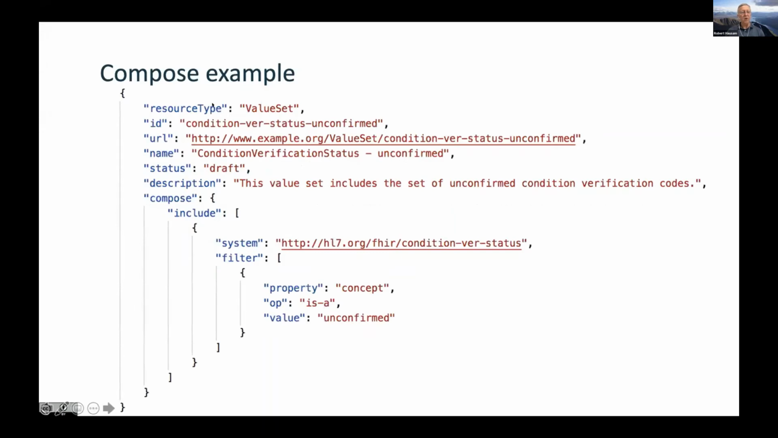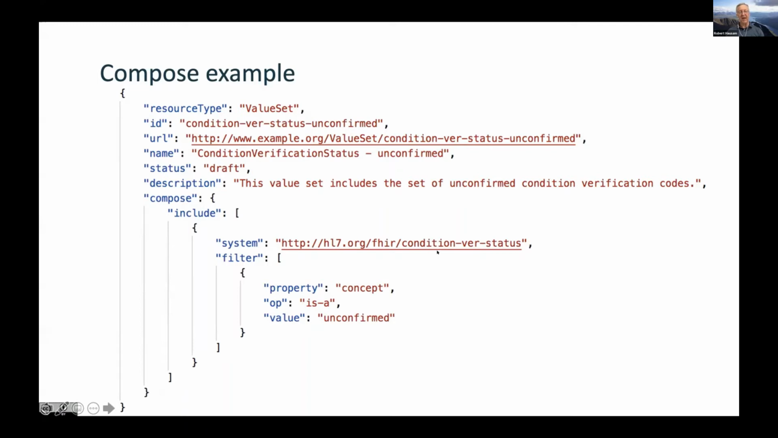Okay, so this is an example that shows how Compose works. You have the value set resource here, a little bit of metadata. We have the Compose element, which we're going to include a set of codes. In this case it is for the FHIR code system condition verification status, and we use a filter basically to say I want all of the concepts that are either unconfirmed or some subtype of it.